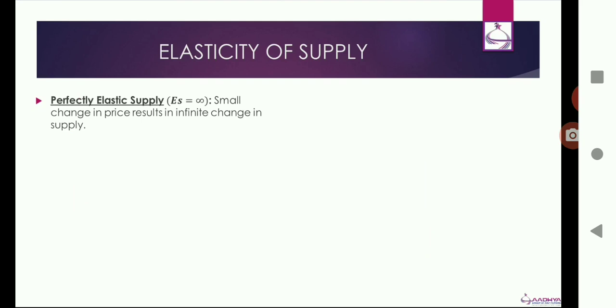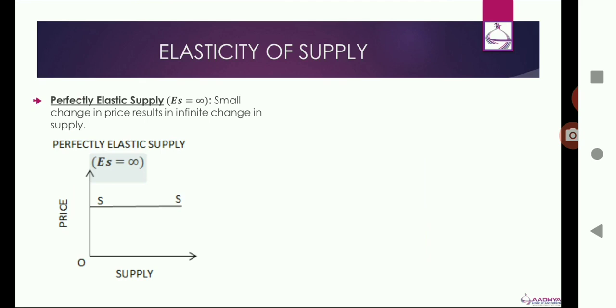in supply. So, as an example, let's take a look at the graph. When price changes just a little bit, 0.00000001, the change in supply is infinite. Now, people at this price are willing to supply whatever is required by the market.